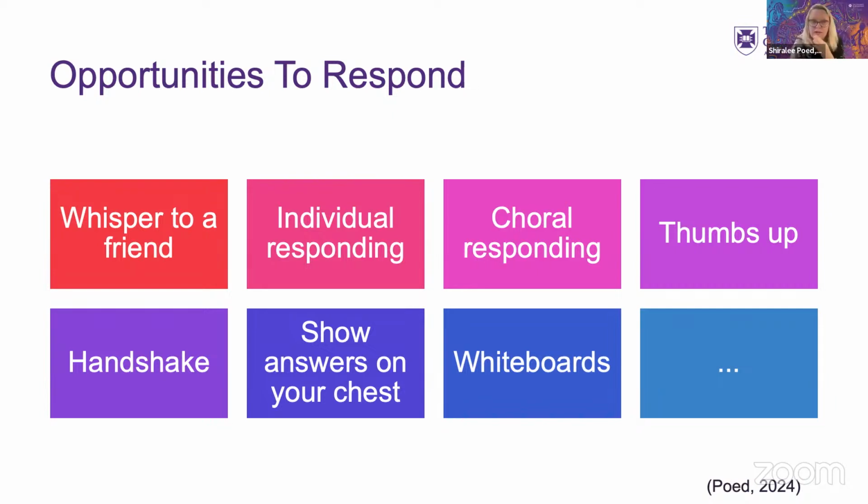I can then look at my class quickly and I can see, oh, most students had their thumbs up, but a couple had their thumbs down. So it shows that they don't quite understand yet. I need to do a bit more teaching. I might ask them to do a handshake. Yes, I understand. No, I don't understand. I might ask them to show me a number on their chest. Is it a 5? Is it a 4? Is it a 2? So they give me an answer by pointing.